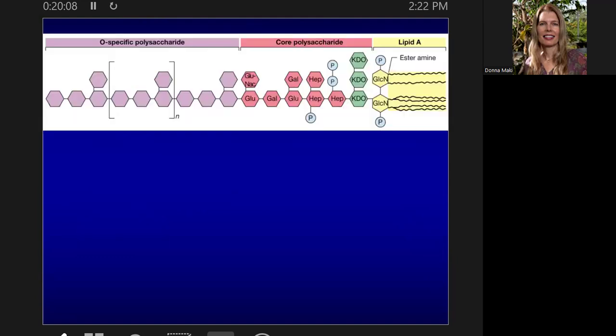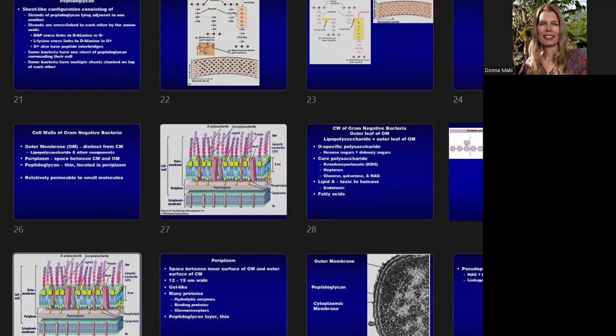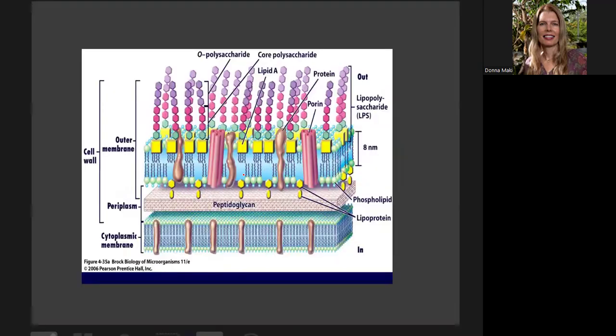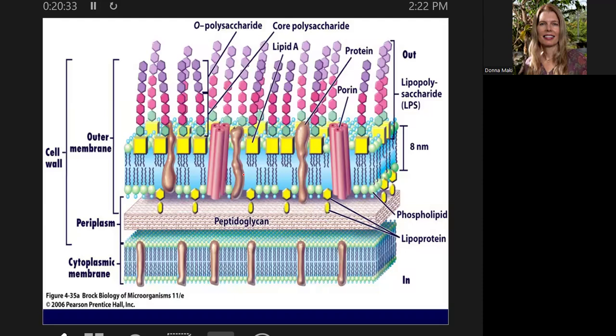So back to that one. That previous slide is in words what you're looking at here in a visual drawing. Again, you don't have to know the intimate detail of all the parts of it. Know O, core, and lipid A. That's what I'm going for, okay? And then if you look back to this one, what we just described is from here to here.